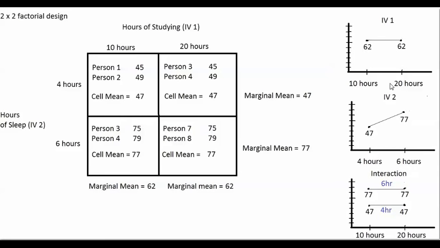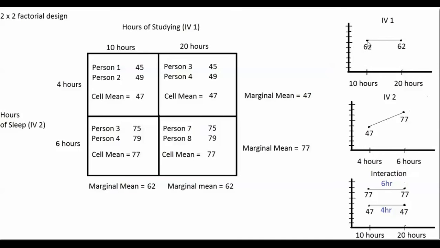You can actually tell that there's no main effect of IB1 and that there is a main effect of IB2 just by looking at this third graph that shows the cell means. And I'll explain how you can tell that there's no main effect of IB1 and that there is a main effect of IB2 just by looking at these cell means.